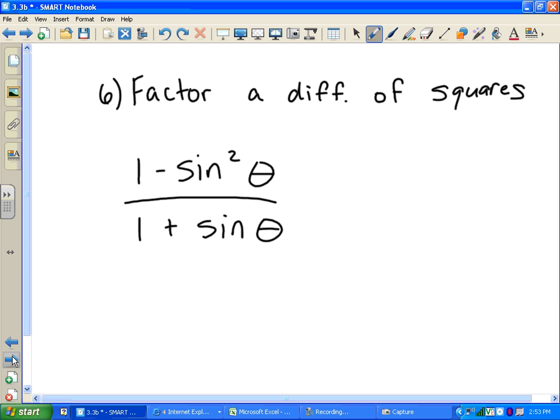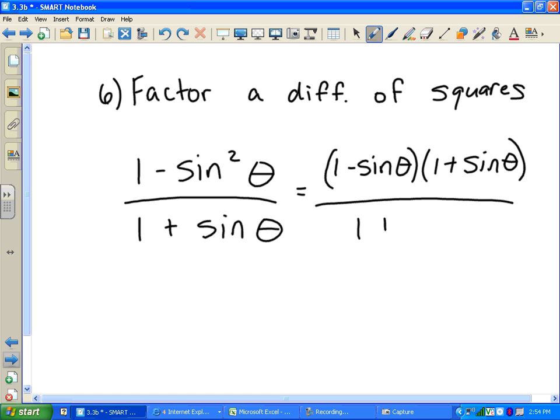Well, why would I want to do that? Well, you can probably tell something's going to cancel out when I do that. So let's factor 1 minus sine squared. I could write it as 1 minus sine theta times 1 plus sine theta. And now let's bring over 1 plus sine theta. Now that the operation is multiplication there, I can cancel out 1 plus sine theta, and that just leaves me there with 1 minus sine theta.